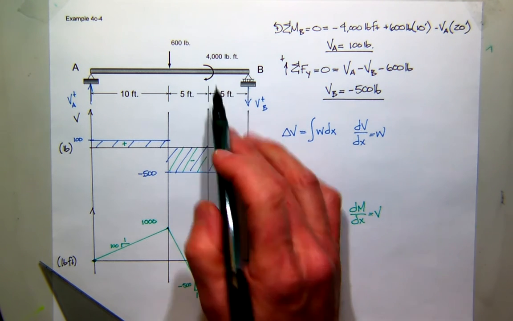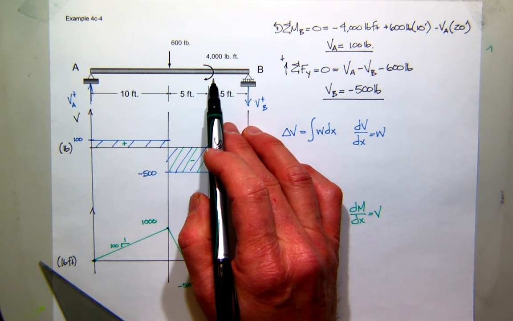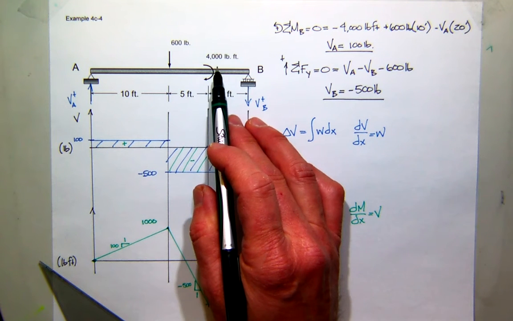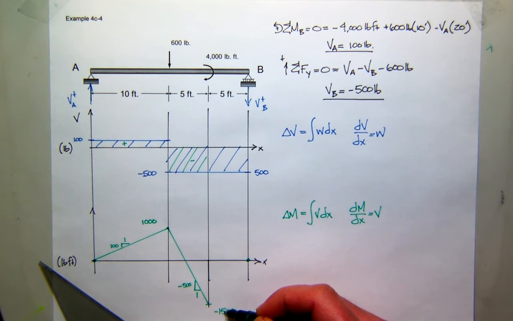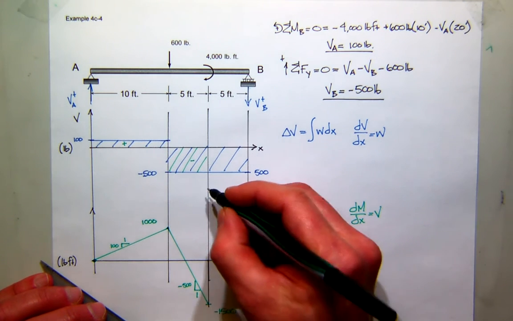Now, what happens as I go from 15 to just past 15 feet? I have a clockwise applied moment of 4,000. So from negative 1,500, I add 4,000, which brings me up to 2,500.